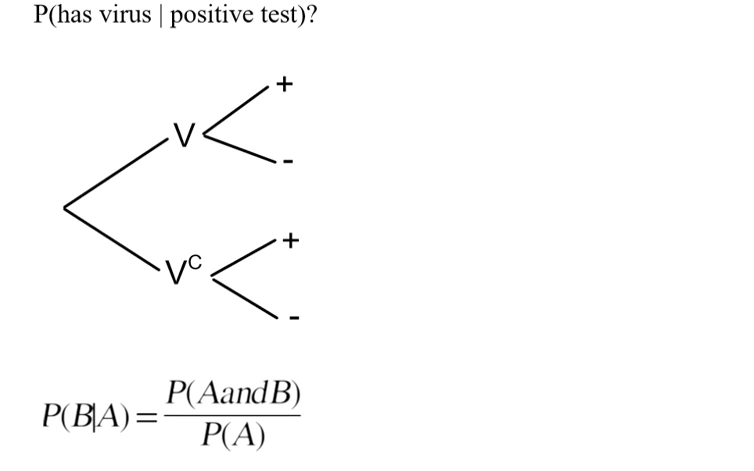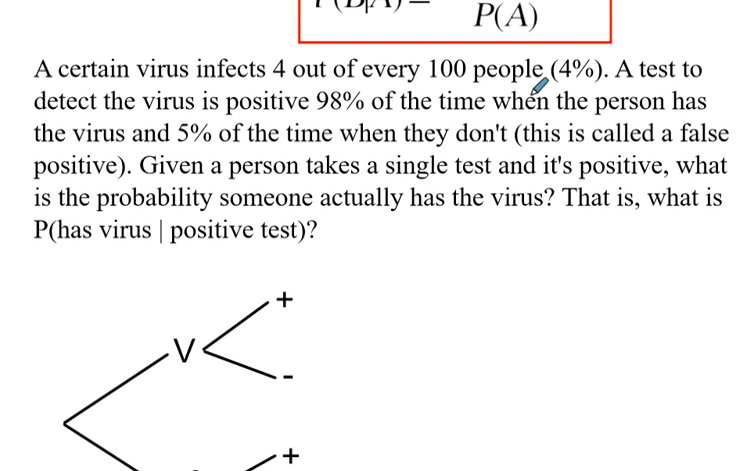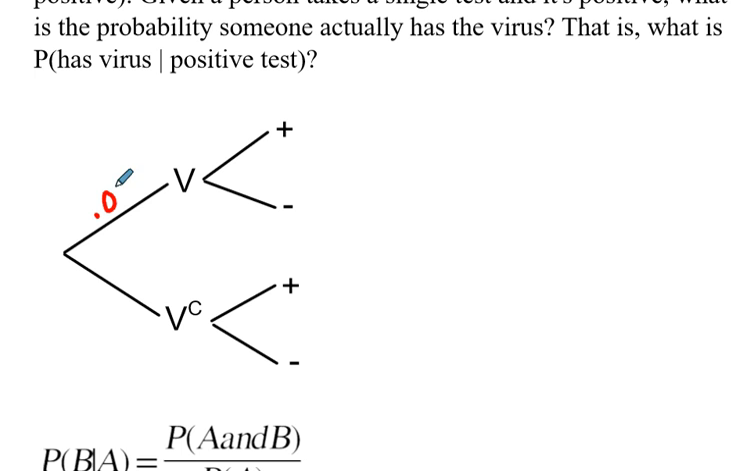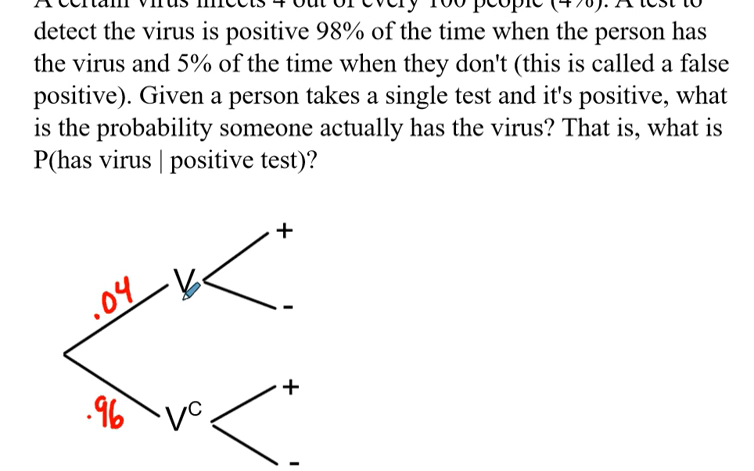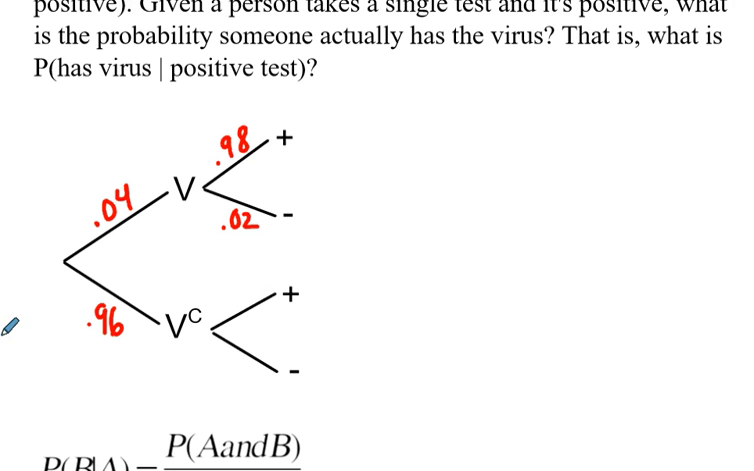Well, what's the likelihood of having the virus in the first place? We said 4 out of 100 people have it, so that's going to be 0.04. So 0.04, 4% of the population has the virus. The complement would be 96% of the people don't have the virus. It also said if you have the virus, 98% of the time it's going to say that you have it and it's going to give a positive result, which means, unfortunately, 2% of the time if you have the virus, it's going to say that you don't. If you don't have the virus, this was the false positive case, it said 5% of the time that you're going to have it, which means 95% of the time it does its job and says you don't have it when you in fact do not.